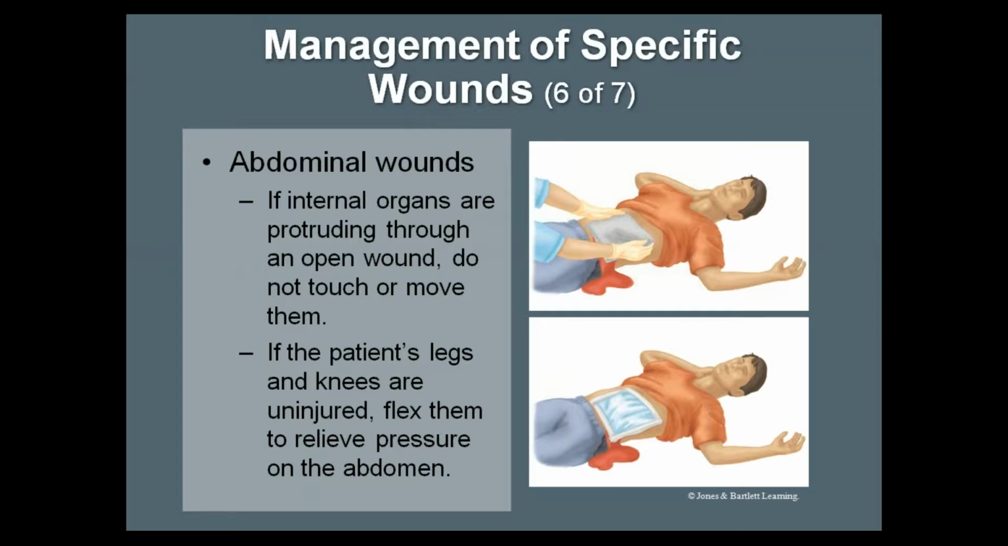Abdominal wounds, we've kind of hit on it already, but internal organs are protruding through the open wound. Do not touch or move them. What do we want to do with those organs that are protruding through an abdominal cavity? Yeah, moist and sterile dressing. Okay. So it talks about if the patient's legs and knees are uninjured, flex them to relieve the pressure of the abdomen. A lot of patients will just almost do that, not even thinking about it. It just creates that pressure relief.